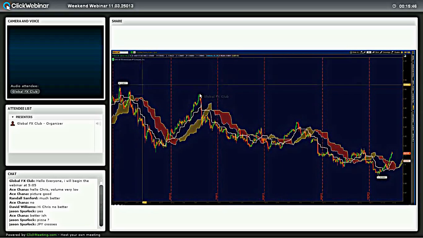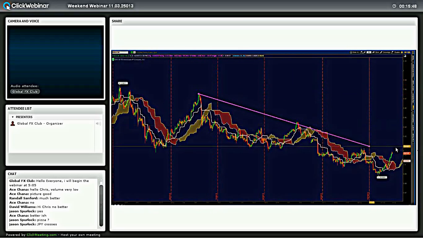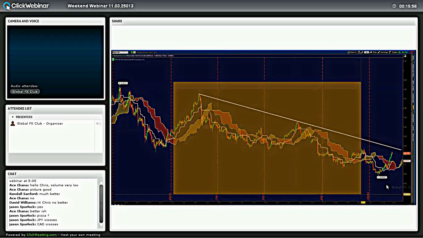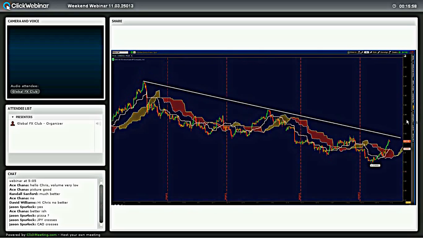I have dollar Swiss on my charts right now. A lot of people believe that we're going to have risk on this week, so it's interesting to see what happens. I like playing levels. Yen crosses and CAD crosses, Jason, no problem, I'll go over it after dollar Swiss.